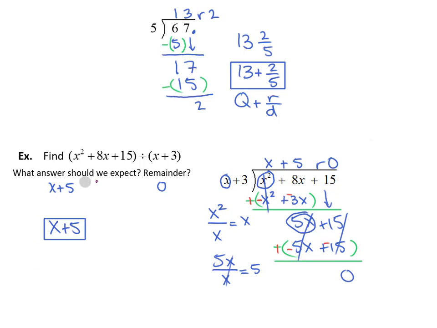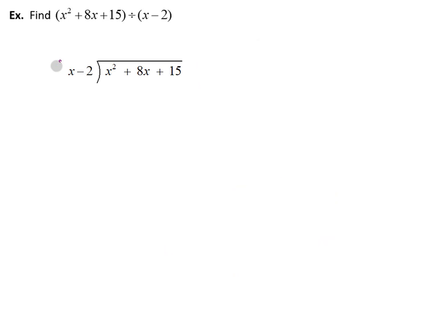And that's what we expected. We expected to get x plus 5 because we knew ahead of time this was a factor. Normally we wouldn't know that, but just for practice we knew that. And we knew we should hopefully end up with a nice remainder of 0. So that's a good way of checking our math.